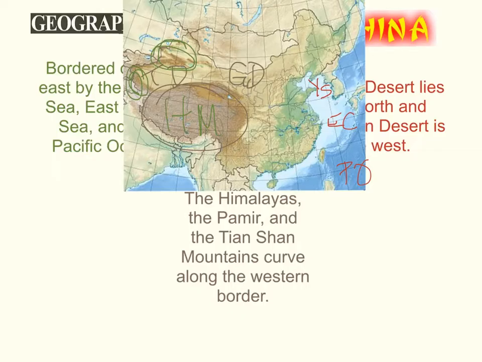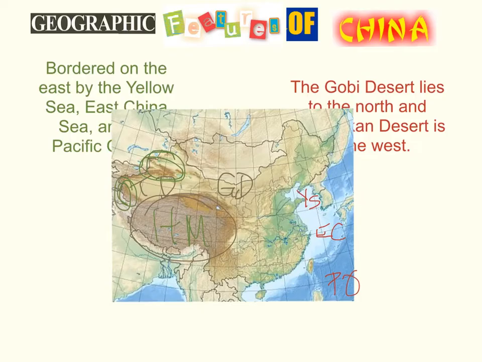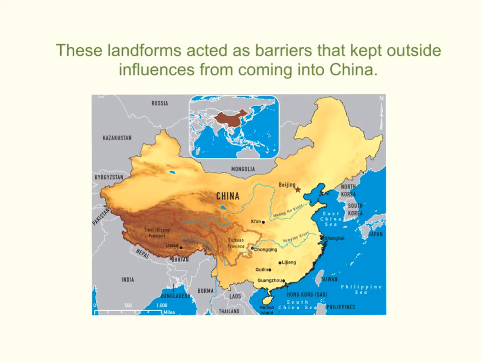So looking at this map, you can tell that China is surrounded by physical features that kind of block it from outside forces. All these landforms acted as a barrier. They kept outside influences from coming into China. China was kind of this isolated area for hundreds and hundreds of years.